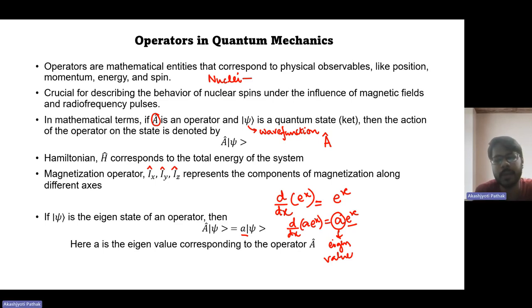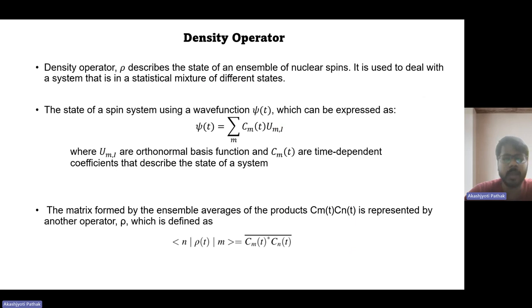I explained this through an example. This is an operator d/dx, and this is an eigenfunction e to the power x. When the operator acts on the eigenfunction, we get an eigenvalue, and the eigenfunction remains the same. Now we looked into the density operator. We saw that it is an n cross n matrix.